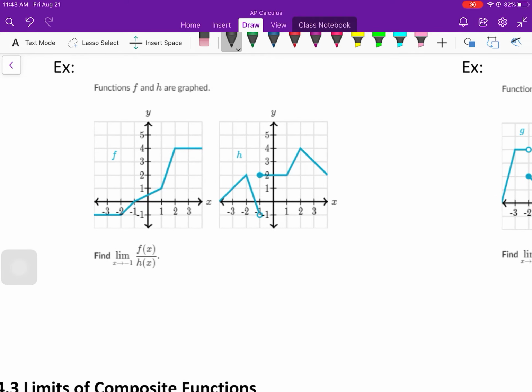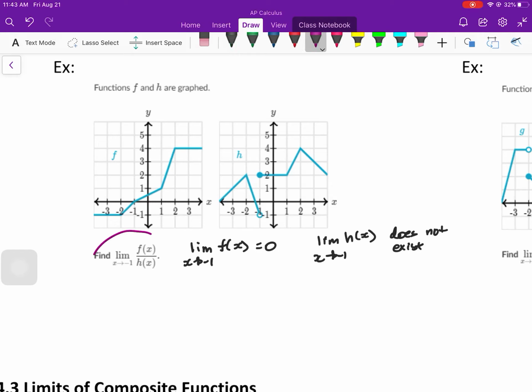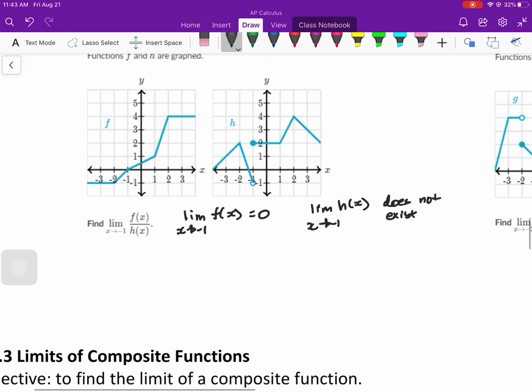So the idea here is if we tried each individual one, like the limit of f of x as x approaches -1, we see that that is 0. But the problem is the limit of h of x as x approaches -1 does not exist. But that doesn't mean that the quotient doesn't exist. So let's go ahead and check that quotient from both the left and the right hand side.